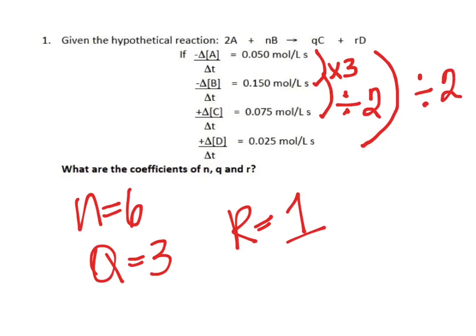If we did C and D, D is a third of C, right? So we would take 3 and divide it by 3, and we would get 1. You should get the same answer. Yes. Okay?